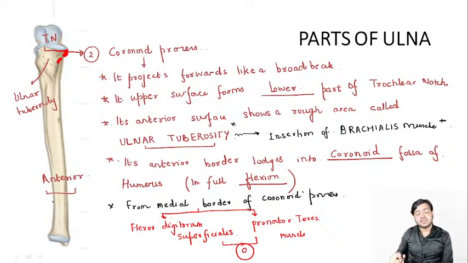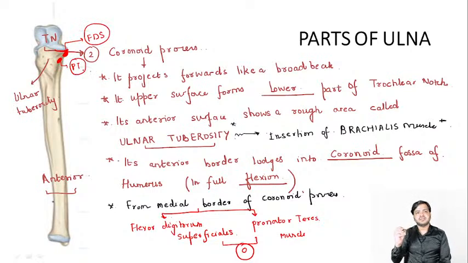More in the medial or the lateral view you will be able to demarcate this. Flexor digitorum superficialis ऊपर होगा और just उसके नीचे you will find the pronator teres. So this is about the coronoid process, guys.